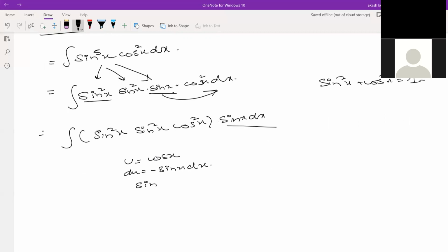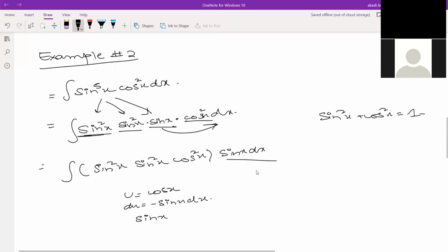So why do we break down? For what reason? Because there isn't any identity to simplify sine 5x, but there is an identity to simplify sine square x and cos square x. So we need to break down until we can use an identity, right? Yes, you have to simplify it, and then you will see which identity you can use. Why don't we break down cosine square x? I know the identity here for cosine square x and sine square x.